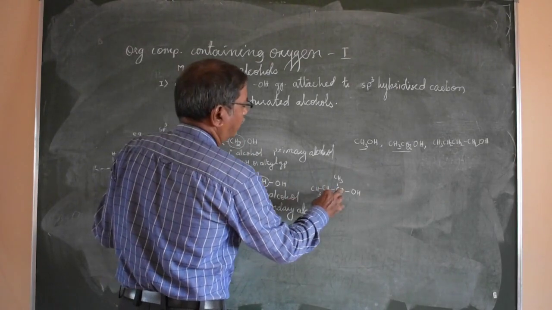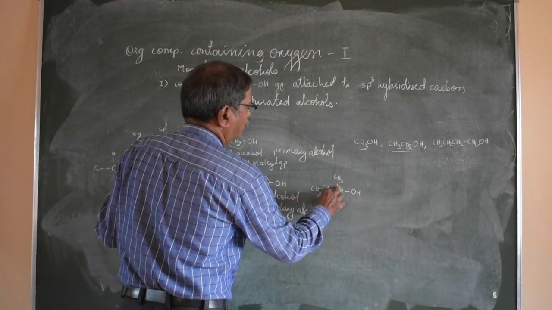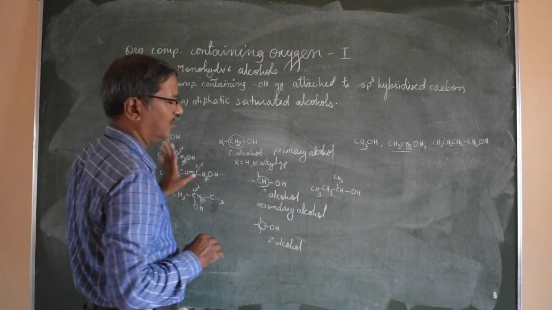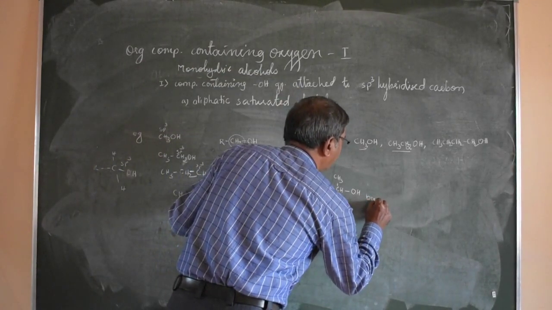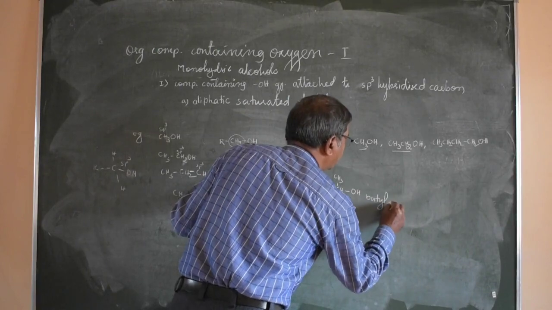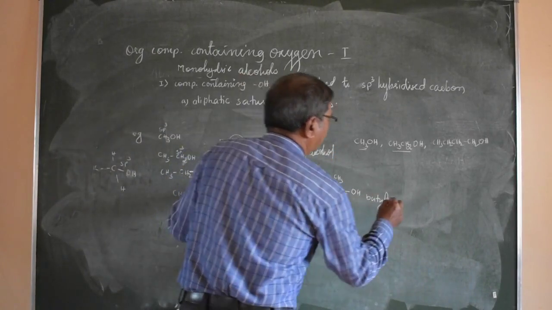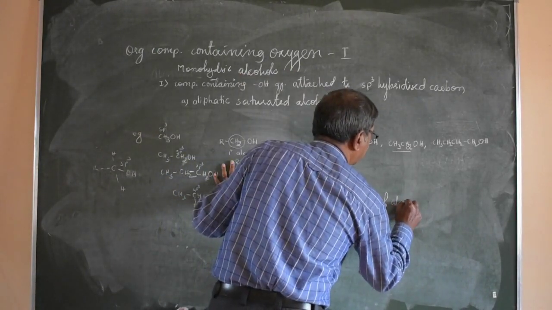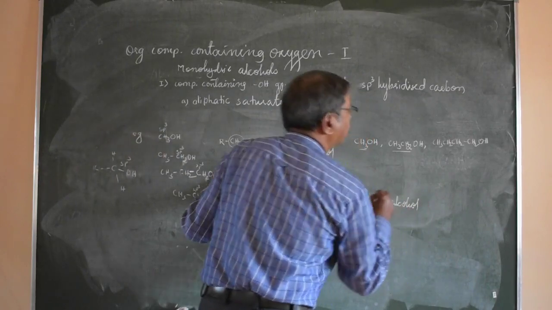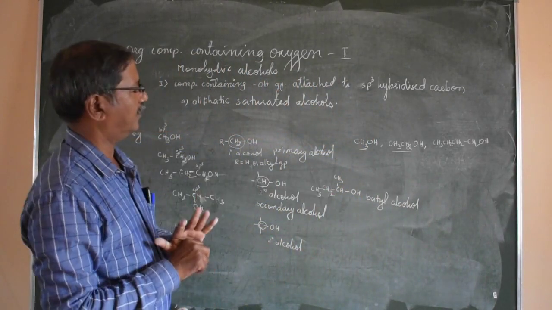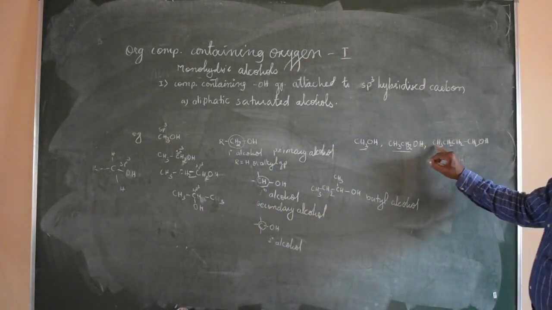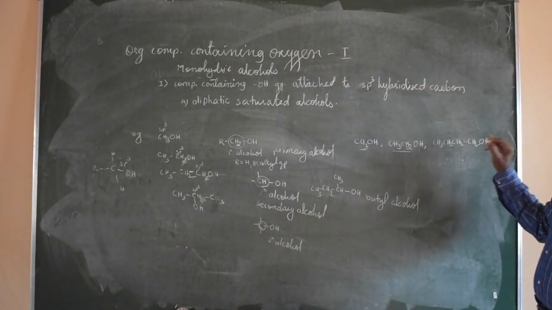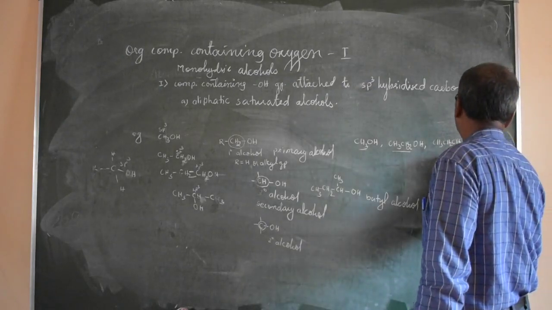So, total number of carbon atoms, 1, 2, 3, 4. 4 carbons are there. It is called butyl. For 4 carbons, we know butane, butyl alcohol. This is butyl alcohol. This is also butyl alcohol. See the number of carbons, 1, 2, 3, 4. It's a butyl alcohol.